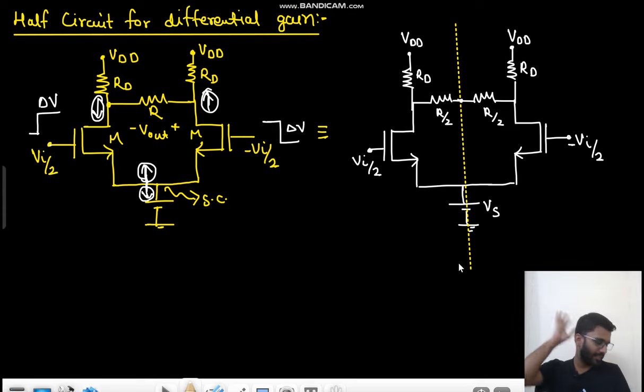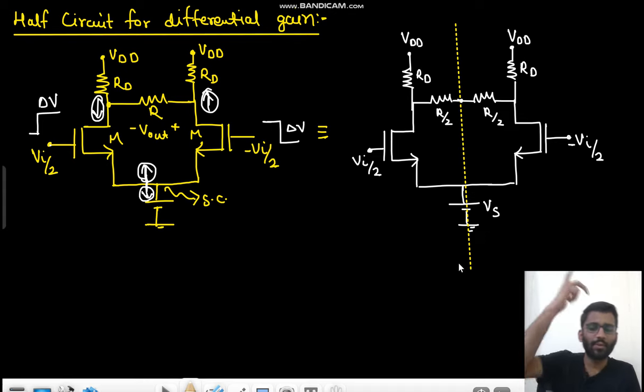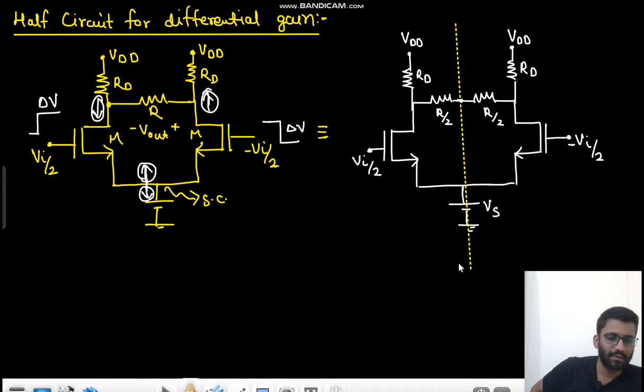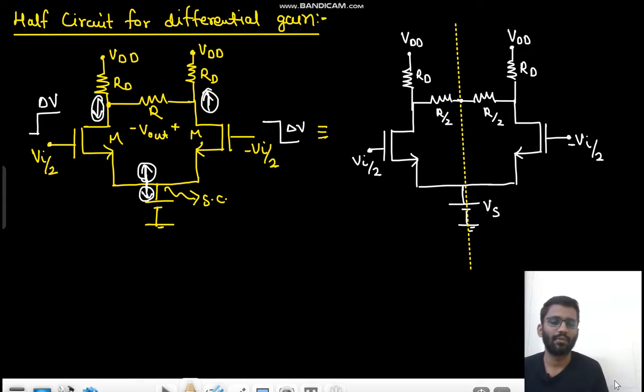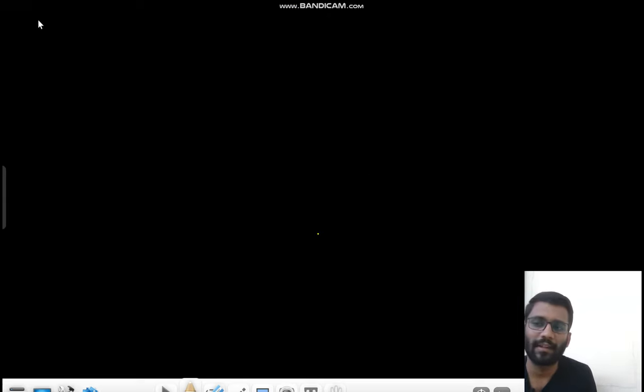This node goes to ground. So whenever there is a problem of finding differential gain, first we need to make exact symmetry and then we can break it into two halves. Each node goes to ground. From where we are cutting, all these nodes go to ground. So, the final half circuit.